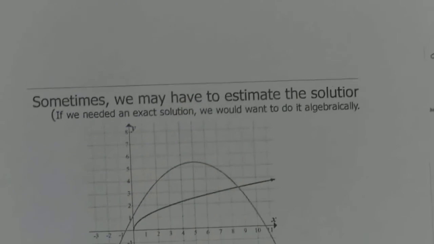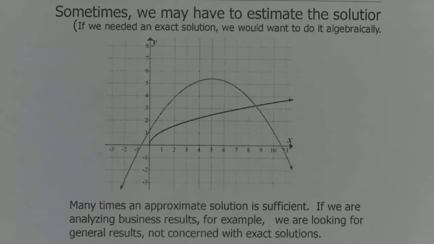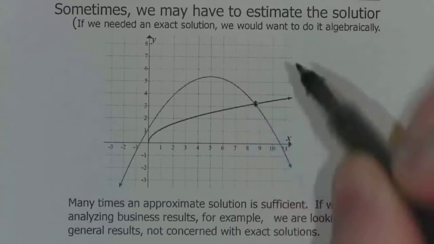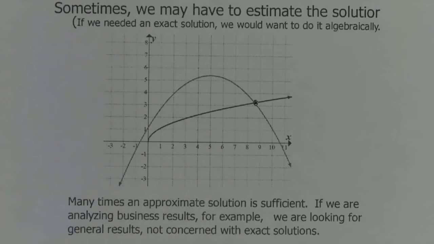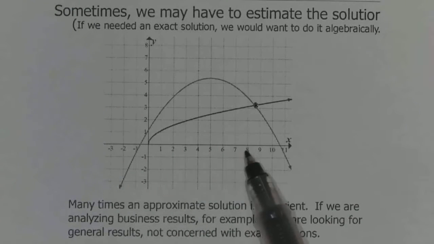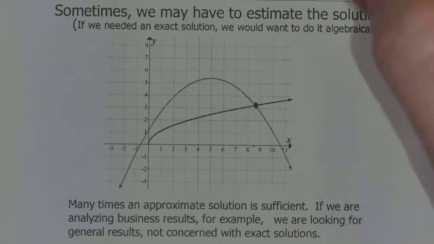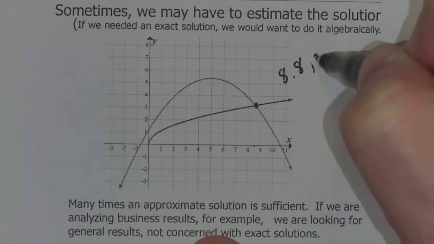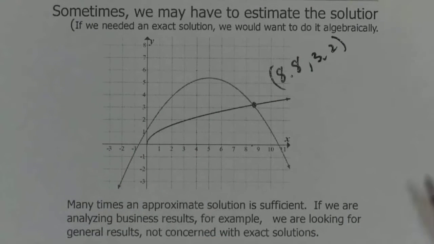Okay? Sometimes we might have to estimate the solutions because algebraically it might be a little difficult to do, and we might have to actually just guess where we think that is. Maybe this is 8.8 and 3.2 or something like that. Your guess might be different than your neighbor's. So sometimes it's better to solve with algebra instead of solving with graphing.